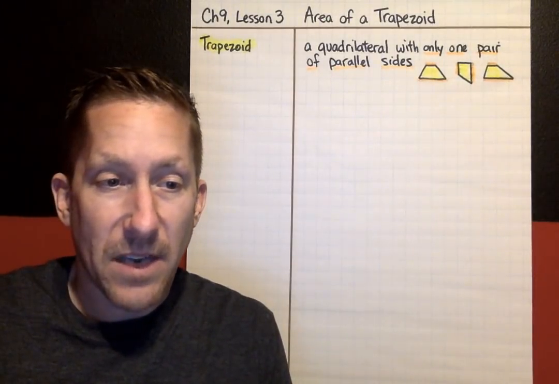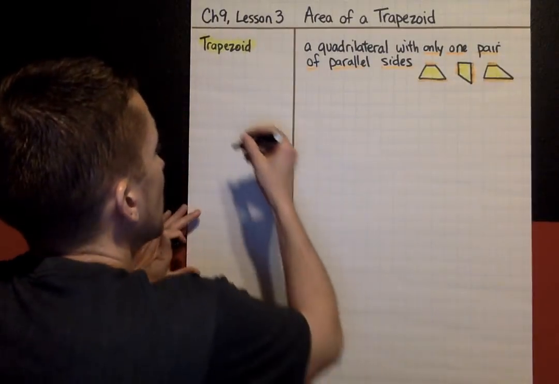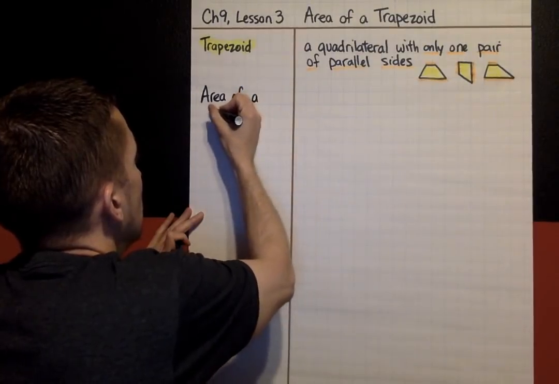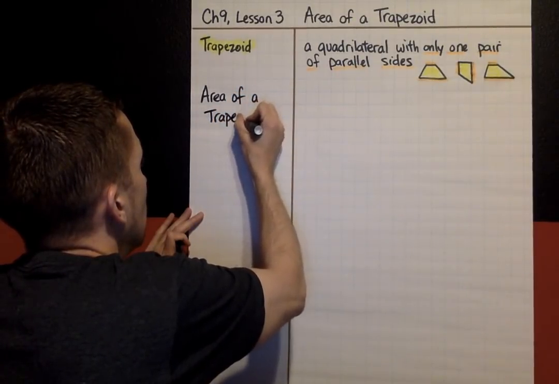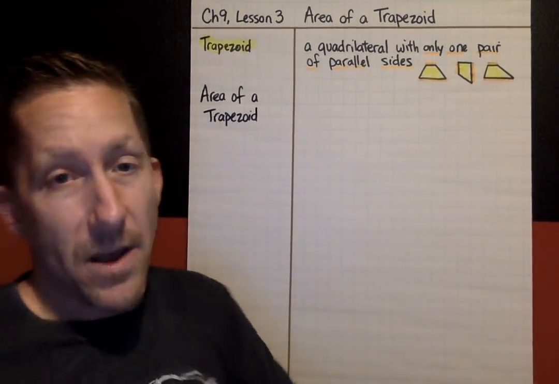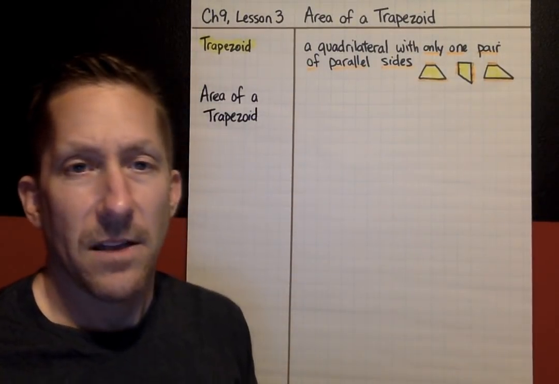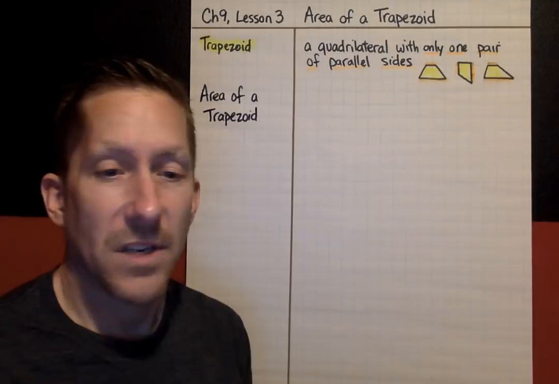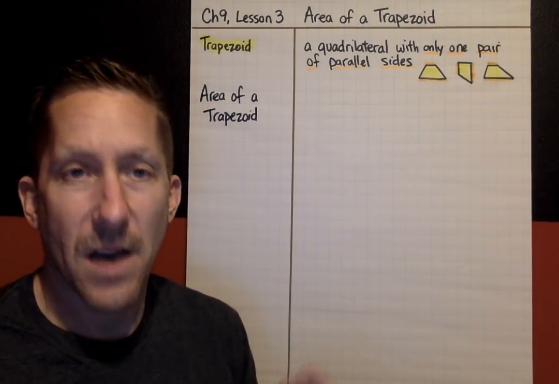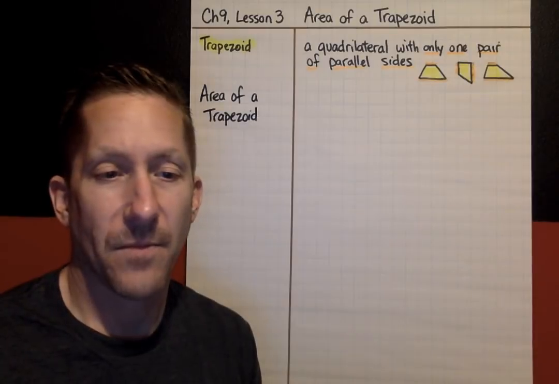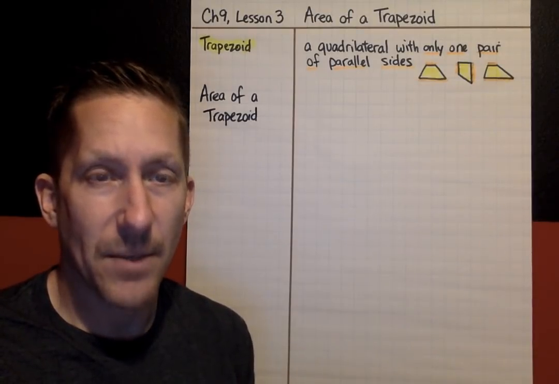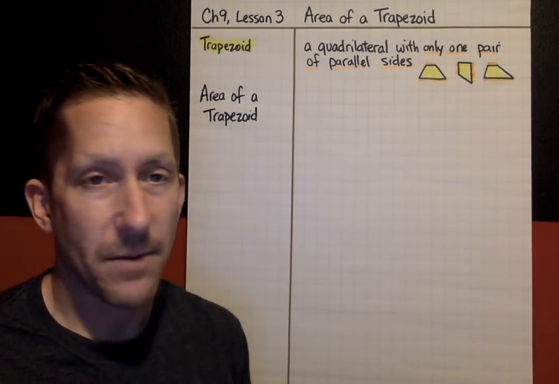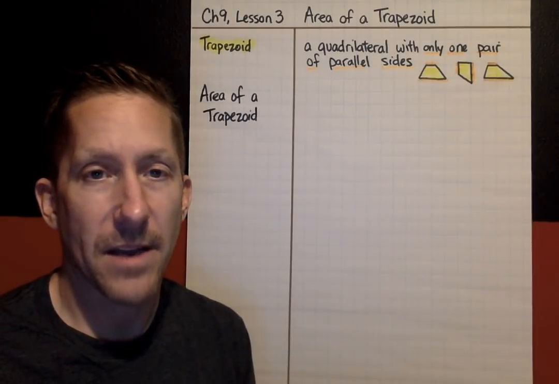Okay, the next thing we're going to do is look at the area of a trapezoid. Now, just like a triangle, there's a similarity between triangles and trapezoids. You could take a triangle, copy it, and make a parallelogram. We saw that in the last lesson. You can take a trapezoid, copy it, and rearrange it and make a parallelogram. Just like we did with a triangle, you can do the exact same thing with a trapezoid.